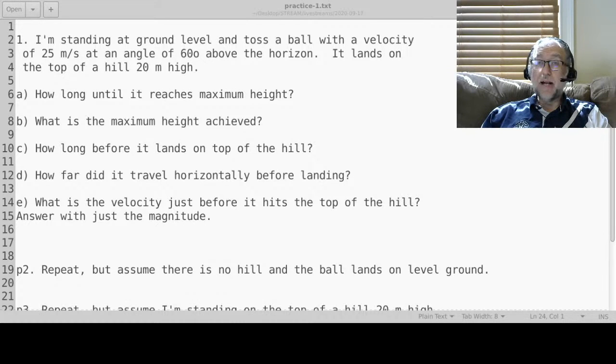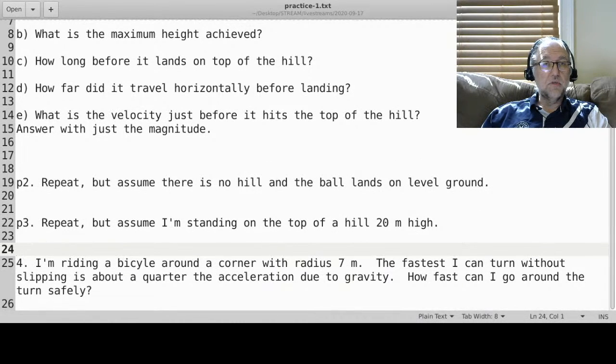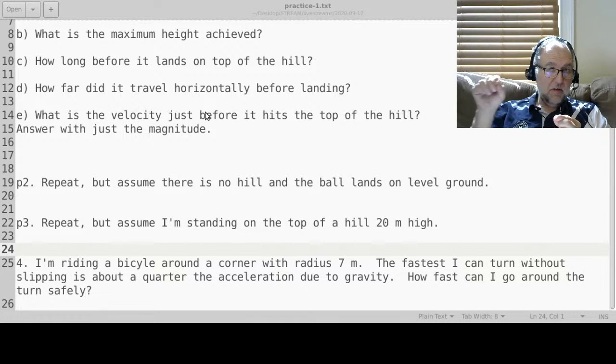For practice, what I'm going to ask you to do later, and you could do this on your own, and then as usual, ask me if you don't know how to do them, is repeat the entire problem, but assume that there's no hill and the ball just lands at ground level. Parts A and B are going to be the same, because it'll still achieve the same maximum height, but go through it again. Even if you get the same answer, it's worth going through the steps. This time it's not going to land at the top of a hill. It's actually going to come down to ground level. So repeat all of those questions and things will change.